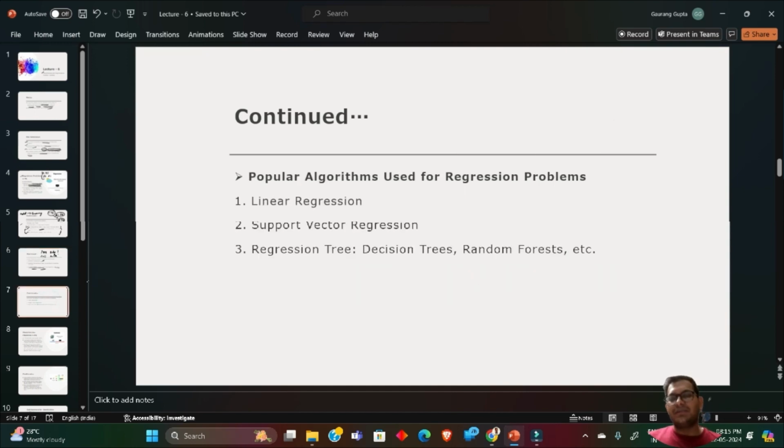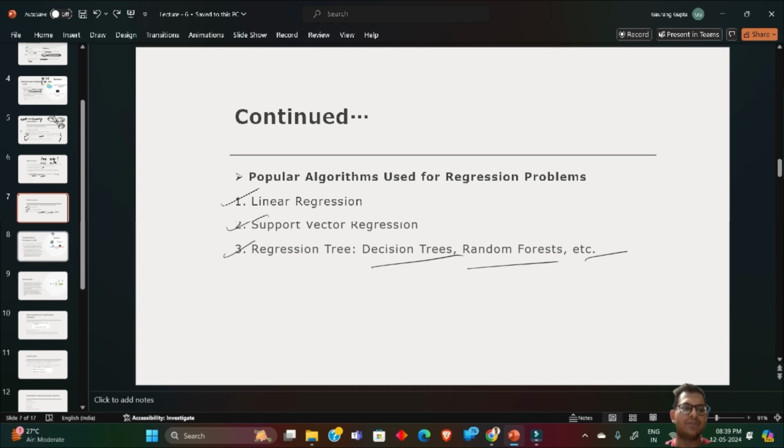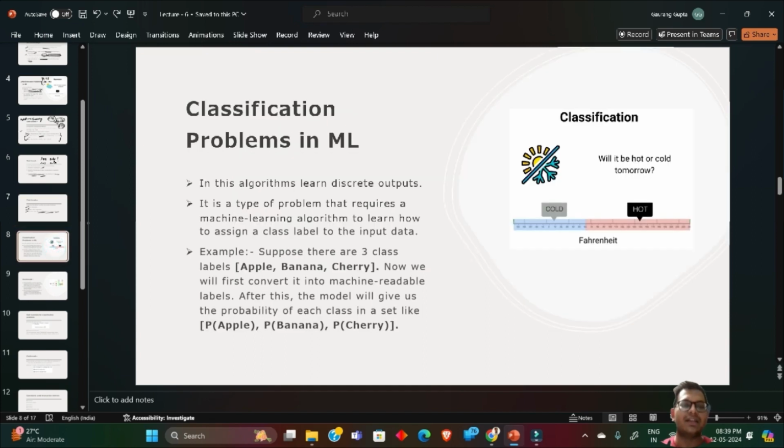Now, popular algorithms that are used in regression problems. So, linear regression, support vector regression, and regression trees like decision tree, random forest, and there are many others also. So these are popular algorithms that are used in regression problems. So let's move on to next topic, which is classification problems in machine learning. In this, algorithm learn discrete outputs like 0, 1, 2, 3, etc.